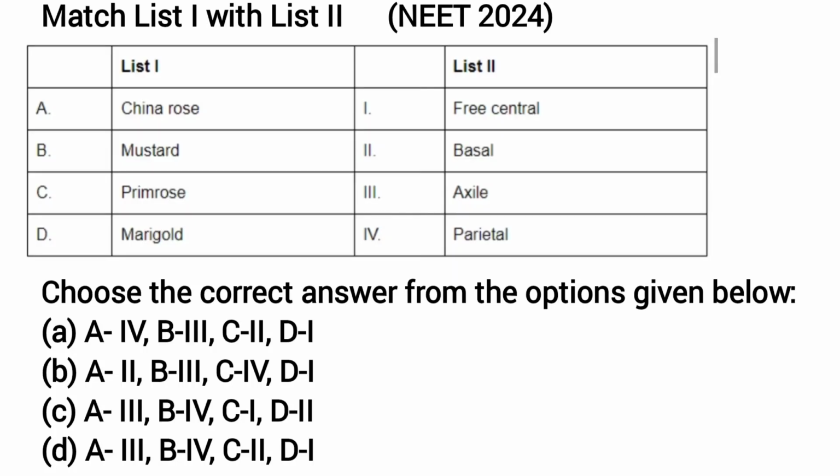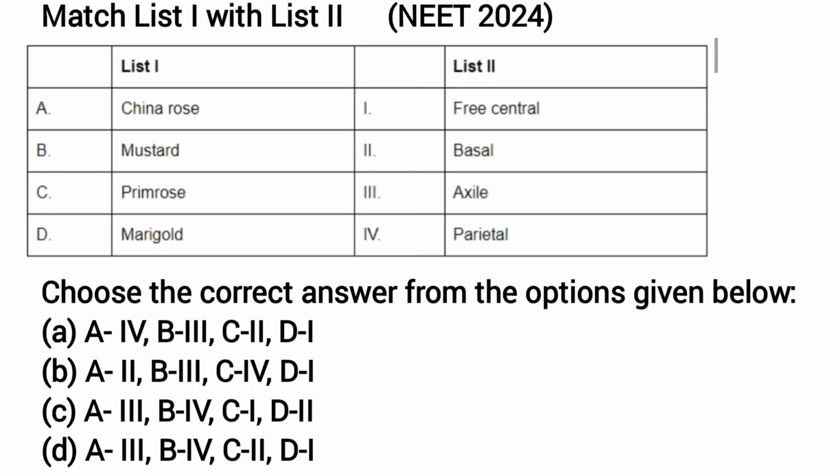We'll move to the next question, that is match list 1 with list 2. In list 1, different examples are given, and in list 2, different conditions are given. You have to match that. In list 1, A is China rose. From list 2, China rose matches with axile, so it shows axile placentation. That's why China rose, that is A, matches with 3, and it is given in options C and D. Easily you can rule out options A and B.